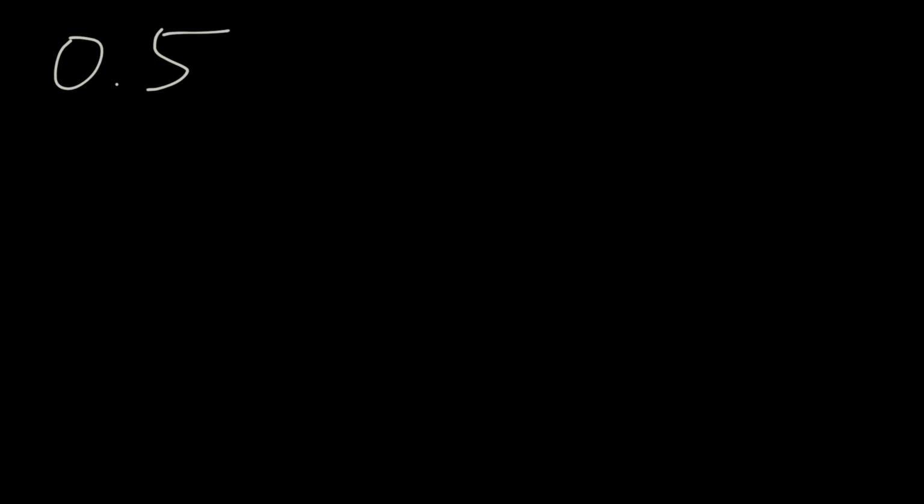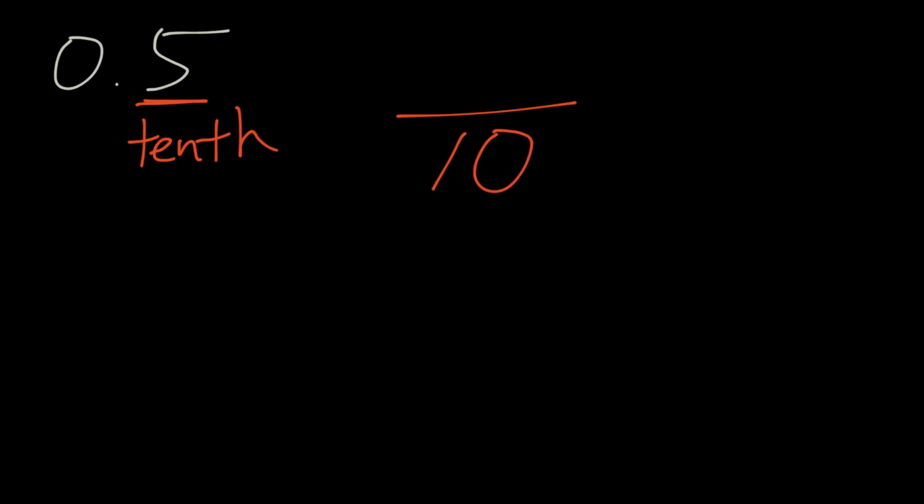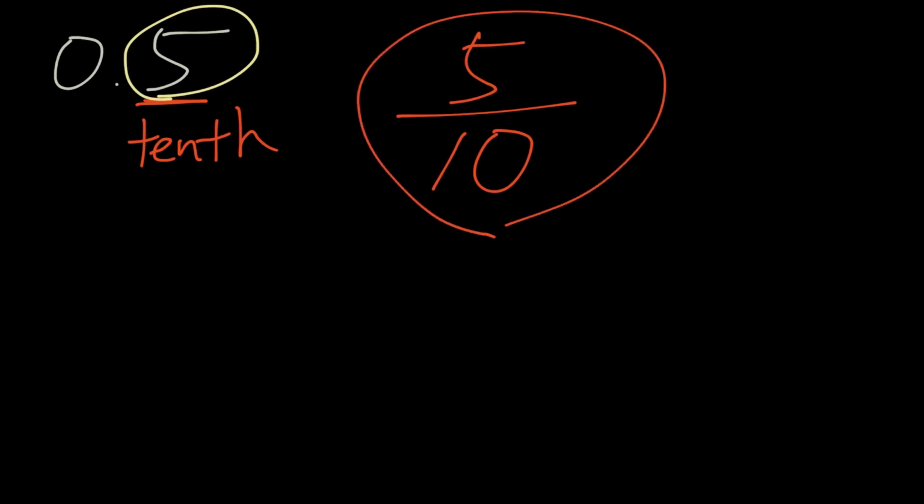Here we can see that the 0.5, the number 5, is the 10th value. Therefore, we want to set the denominator as 10, and then we want to write the value of 5 on top as a numerator. So that would be the answer, 5 over 10.